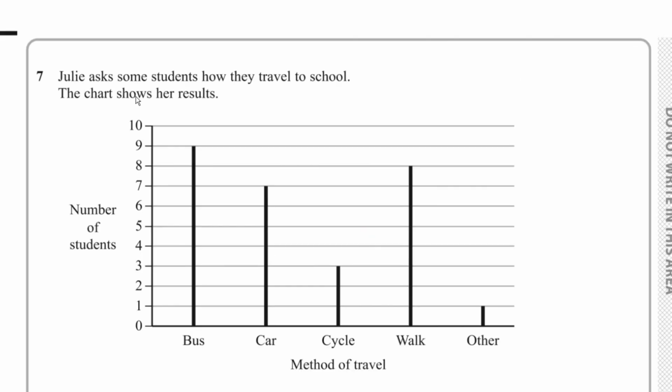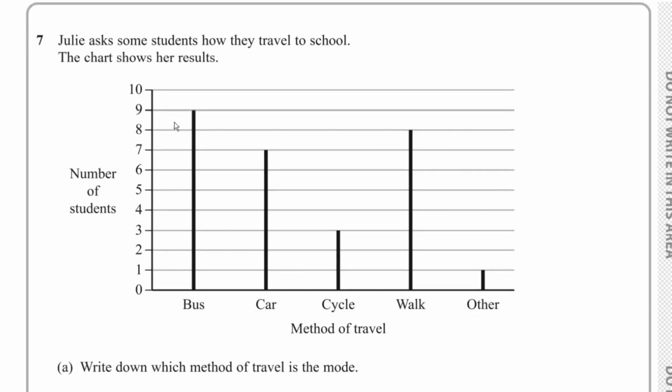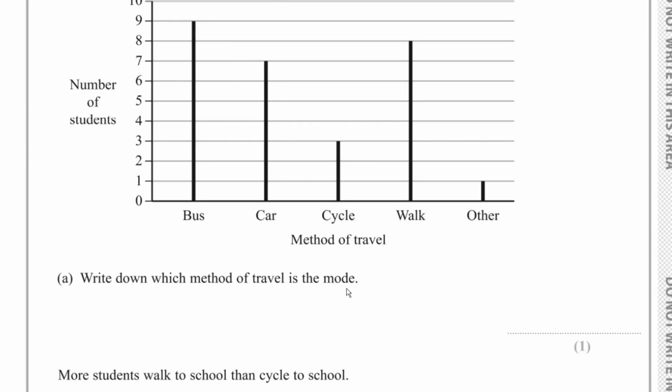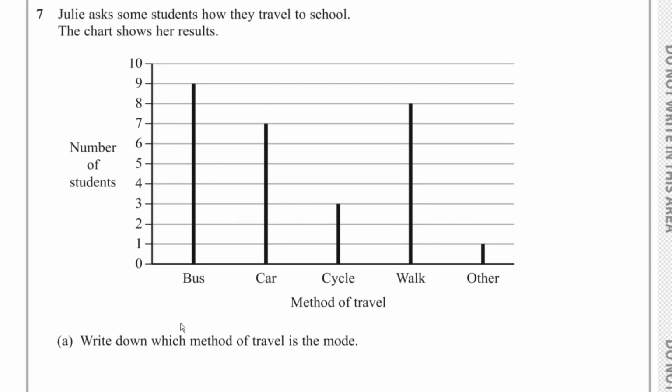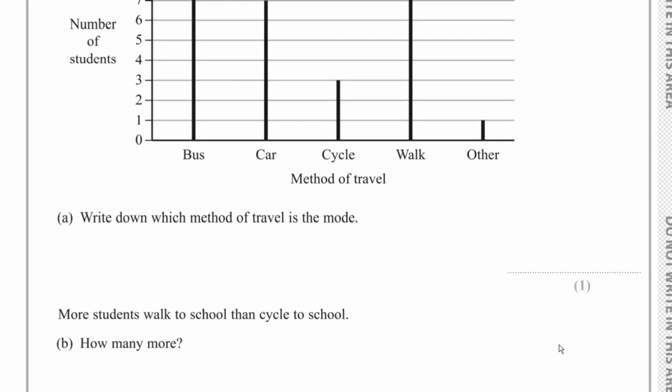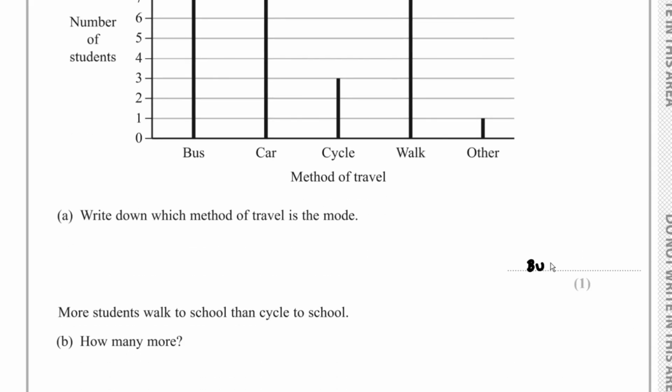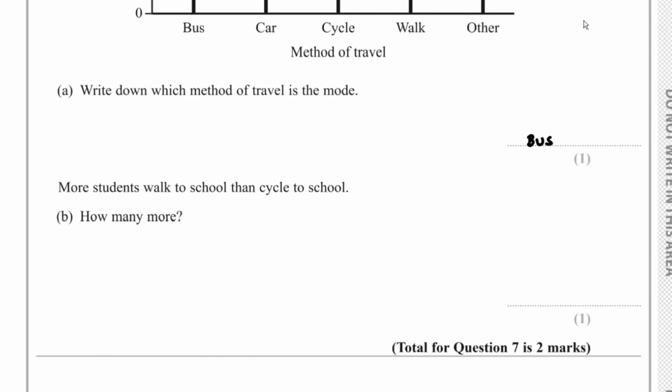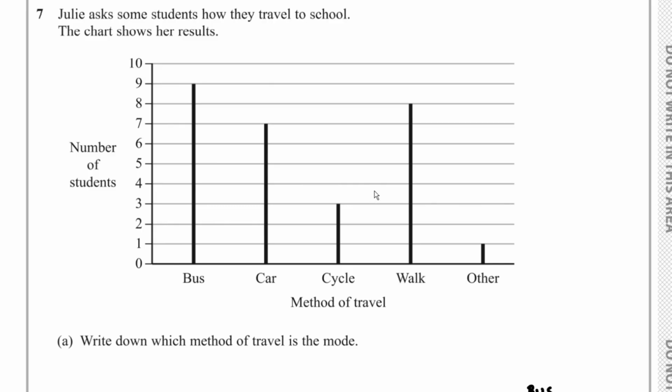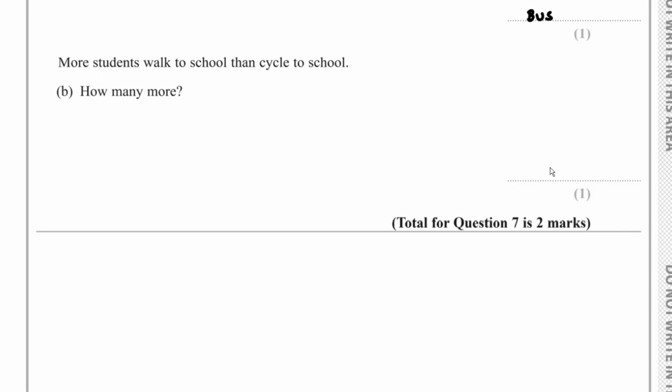Question number 7. Julie asks some students how they travel to school. The chart shows her results. Part A. Write down which method of travel is the mode. Mode means most common. The most common is bus. So the mode is bus. Part B. More students walk to school than cycle to school. How many more? So what is the difference between cycling and walking? Well, we have 1, 2, 3, 4, 5. So we have 5.